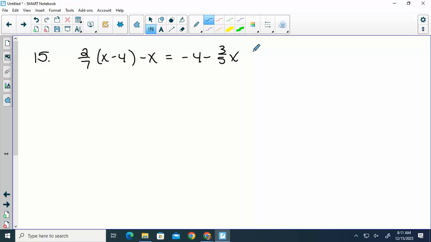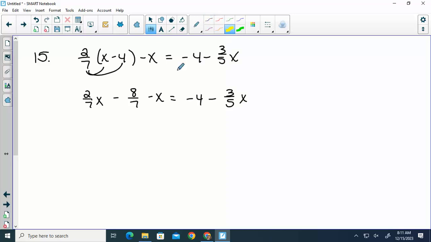So what would we do first? Okay. We distribute. That gives us a 2/7 x minus 8/7 minus x equals -4 minus 3/5 x. Now you could try, if you wanted to, to multiply by something and get rid of all the fractions, you certainly could, but we don't have to. We can deal with fractions. We have calculators. It's not a big deal.